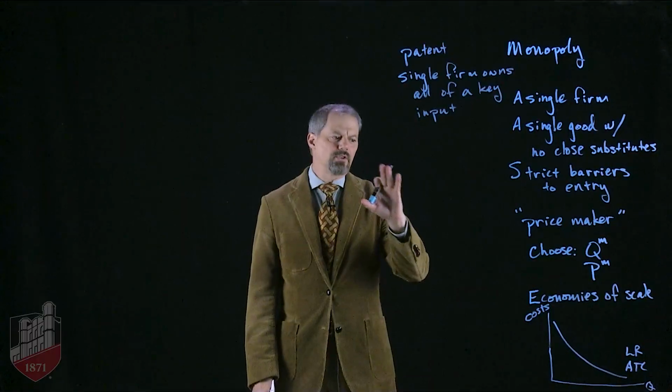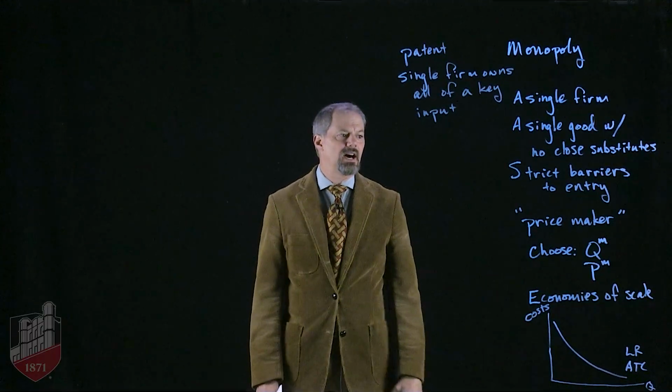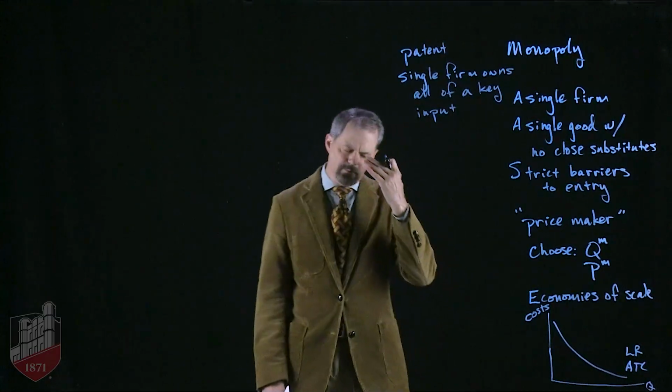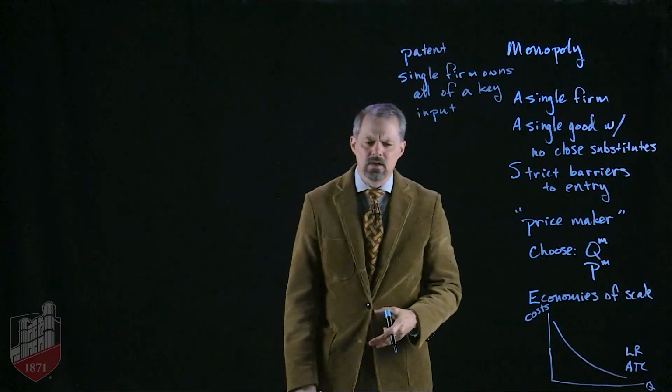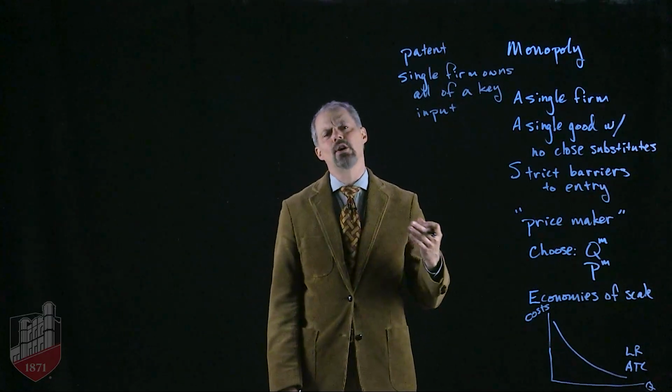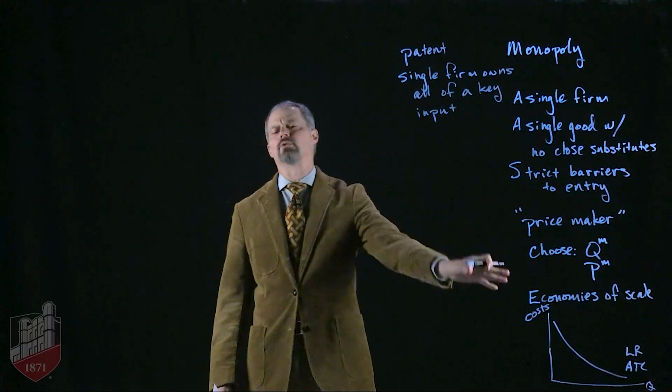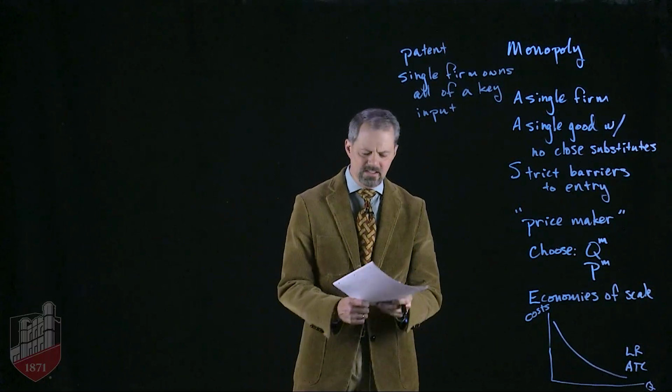So those are sources of barriers to entry. There's also economies of scope. There's something that's known as cost complementarities. I think your book kind of goes through that, but these are the ones I'm most interested in.